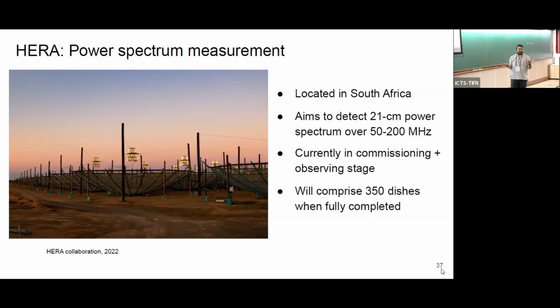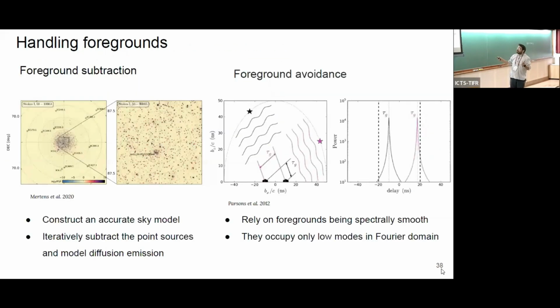HERA relies on spectral smoothness, which means if you take a Fourier transform of frequency, which is the delay domain, the foregrounds are actually restricted to very low delay modes because they are spectrally smooth, while the 21 centimeter signal can actually extend all the way to the very high modes. So you try your best to contain foregrounds as much as possible and just don't look there. Look at other delay modes and try to constrain your signal. So it's called foreground avoidance, and that's what HERA uses.